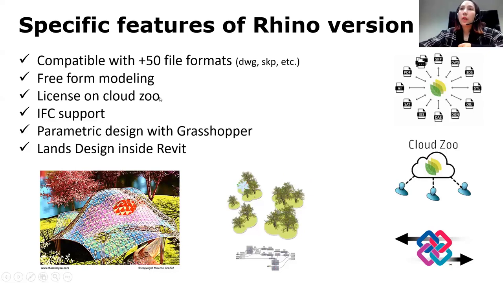The licenses can be on Cloud Zoo, and there is IFC support. So you can export the project to IFC and open it in other BIM programs, for example, in Archicad or in Revit. Also, parametric design with Grasshopper is possible in the Rhino version of Land Design. So you can use algorithms to produce a model or to analyze a model. Also, we have Land Design inside Revit. So from the Rhino version of Land Design you can open or modify the project directly in the Revit environment.